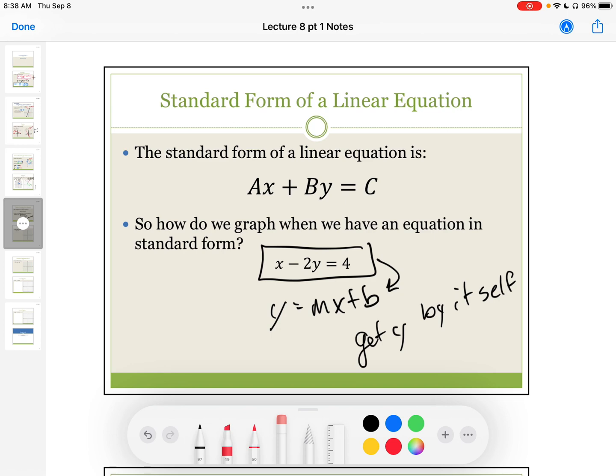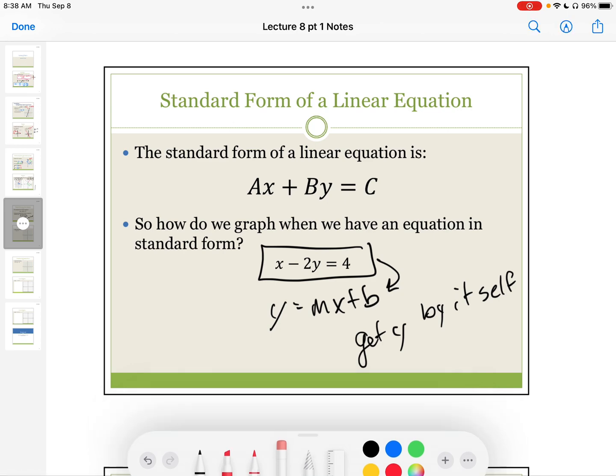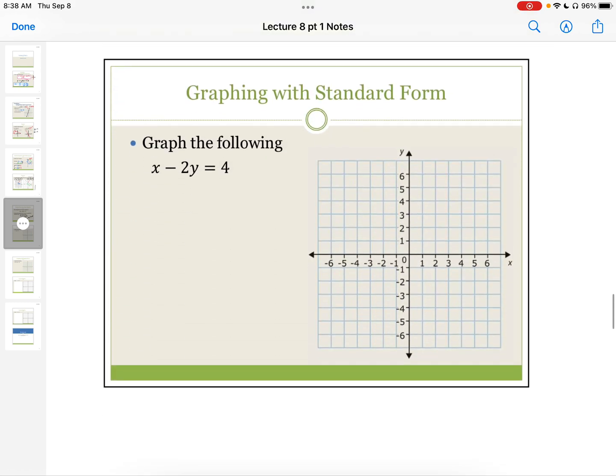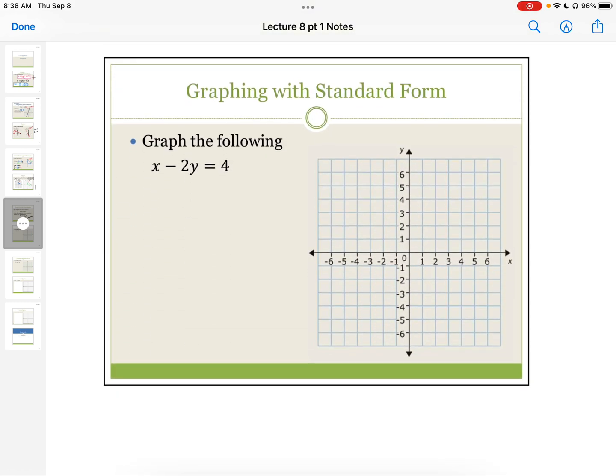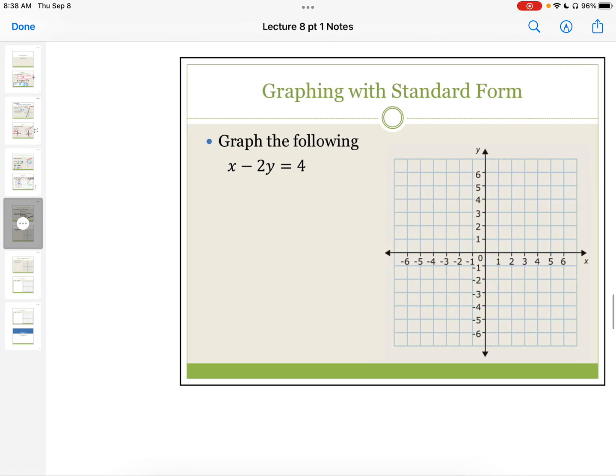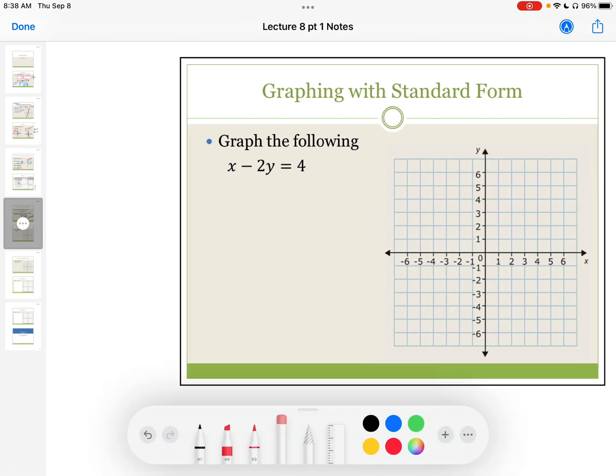Get y by itself. Now, there are two simple steps that you guys need to do to get your y by itself. So we're going to practice those over here on this next slide. It says graph the following: x minus 2y equals 4. And off to the margins, you guys can kind of write out these steps over here.